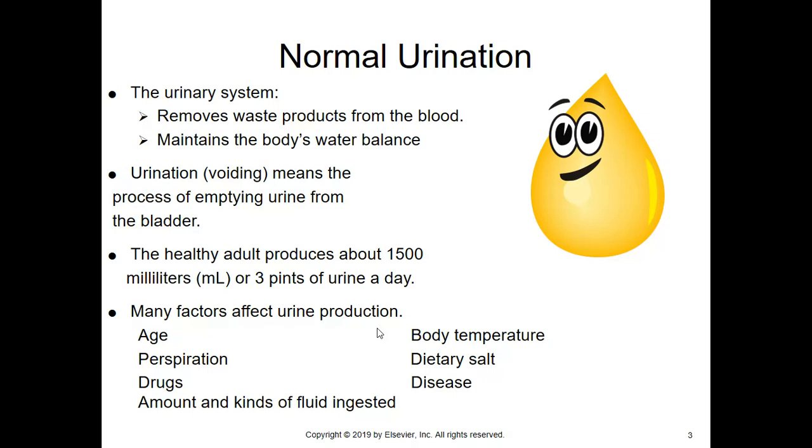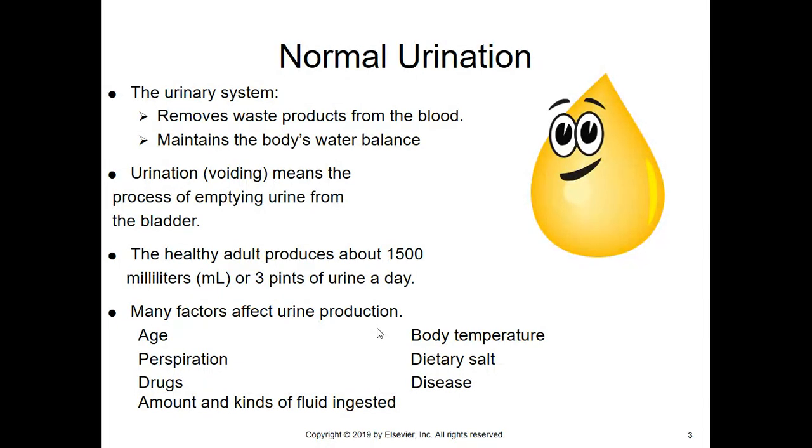The amount and kinds of fluid ingested. Caffeinated products, Coke, coffee, tea, can affect the bladder, and they can actually decrease the amount of output a person has. So caffeine is not really good for your bladder. Neither is nicotine if you're a smoker. Those things can affect your bladder and decrease your urine output. But things that help increase urine output are plenty of water. IV fluids help. Cranberry juice is good for the bladder.